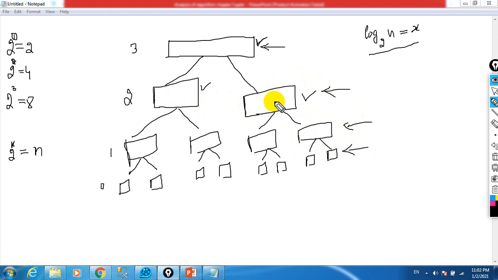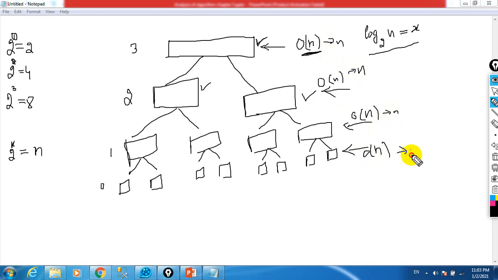We count the partition calls at each level. For each partition call, the time complexity of partitioning is Big O of n. So here the time complexity of this will also be Big O of n, and the time complexity of this will also be Big O of n, because at each level we call the partition function, and the time complexity of the partition function is Big O of n. So this is n.